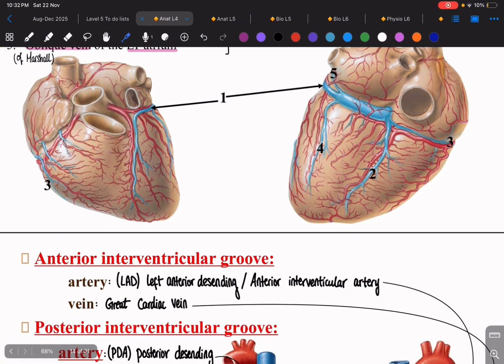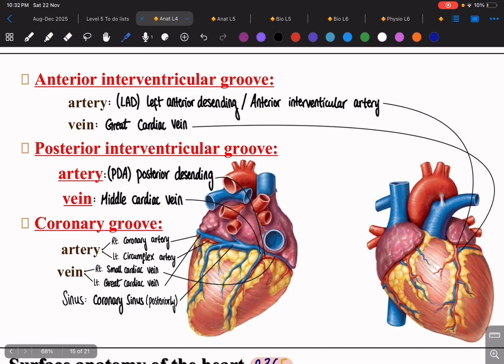Here is a summary of all the grooves and the artery and vein found in each groove. This is probably going to be a site of questions, so focus on it. Even the doctor said this is a site of questions for the OSPE as well. So let's go over them. First of all, we said the anterior interventricular groove, which is here.